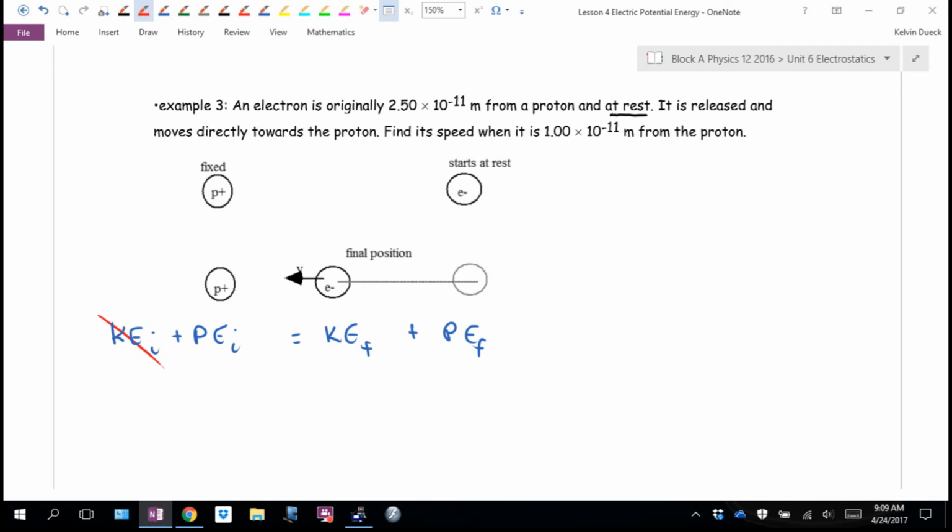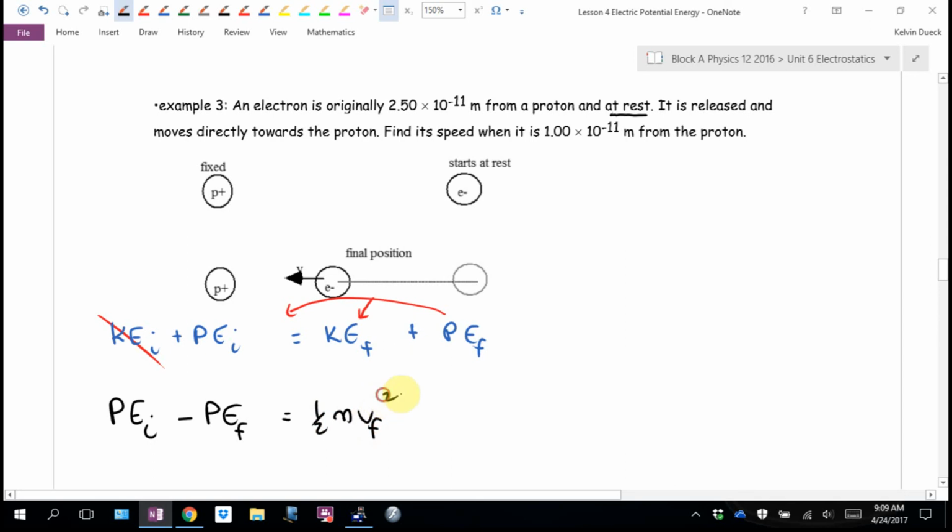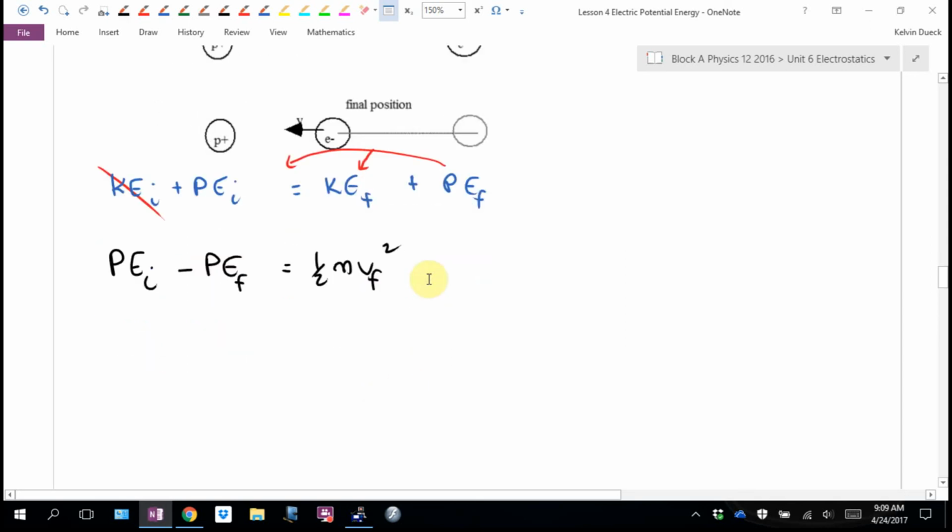Okay. I'm trying to get the V inside there by itself. So I'm going to move this over to this side. That's going to give me initial minus final. I'll be very careful with that. Equals a half m v final squared. Am I going to use mgh? No. This is not gravitational potential energy. This is electric potential energy.